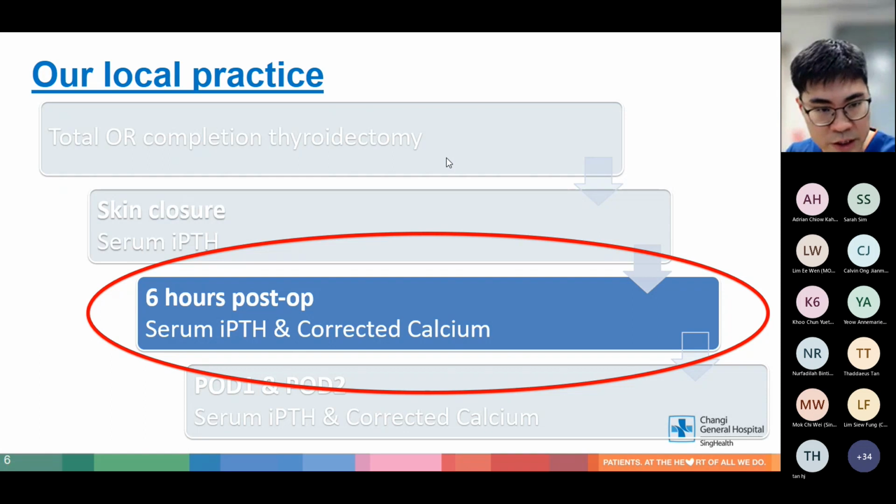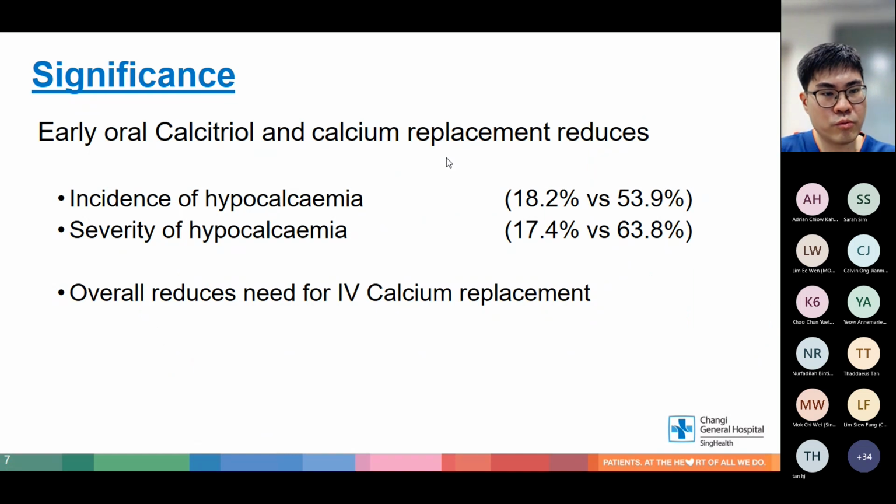And I'll trust them to manage accordingly, okay? But this is the issue because, as I said, 6 hours post-op there is usually a lack of senior staff guidance. But why are we so keen on doing the blood test early, on tracing out the blood test and wanting to correct any deficiency?